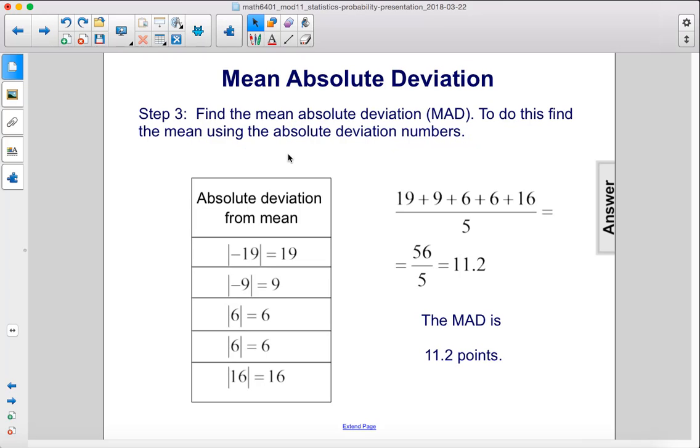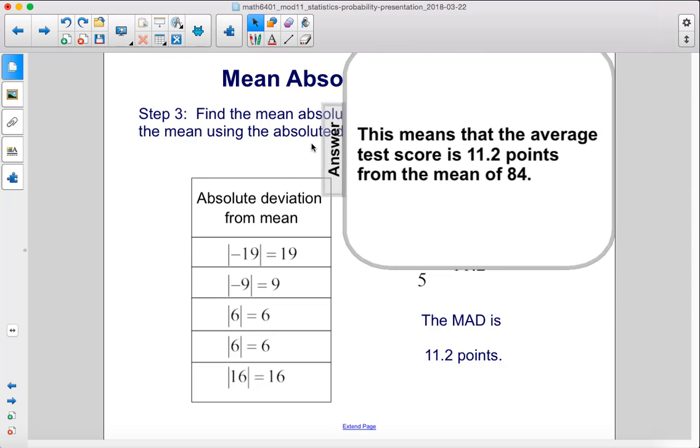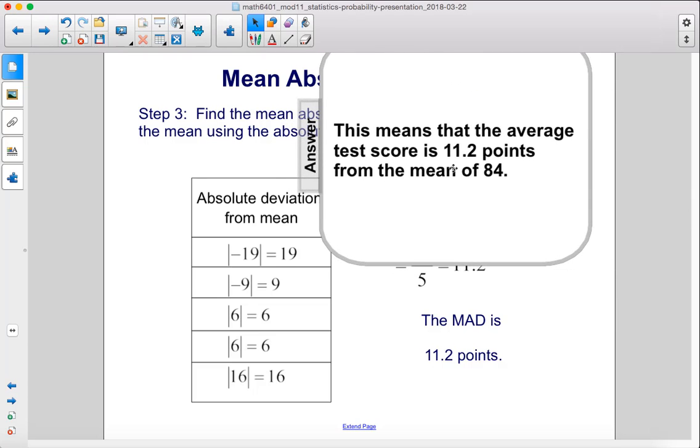Step 3, find the mean absolute deviation. To do this, find the mean using the absolute deviation numbers. So here's our last column from the previous slide's table with all of our absolute deviations from the mean, and we're just going to average these together. So we take the average of those 5 numbers and we get 11.2. So the mean absolute deviation is 11.2 points. This means that the average test score is 11.2 points from the mean of 84.